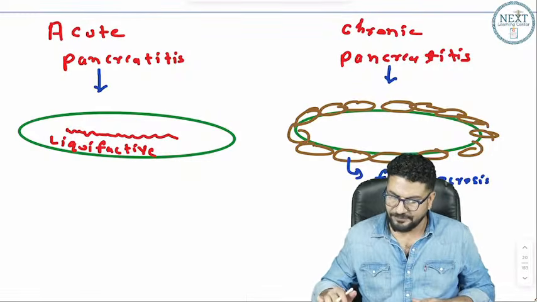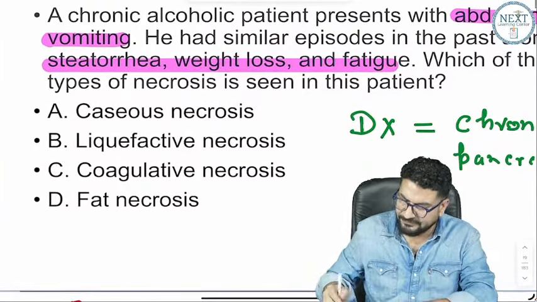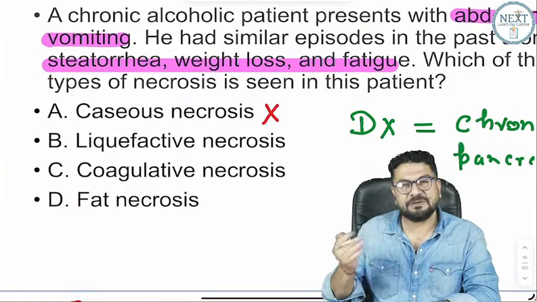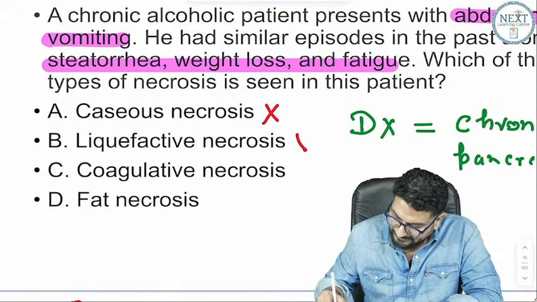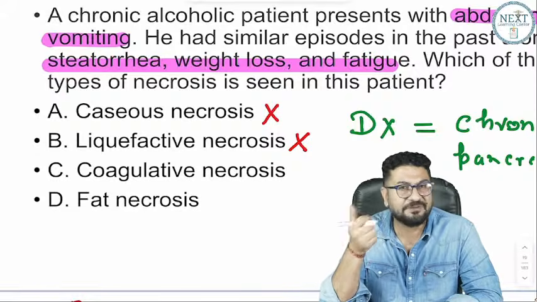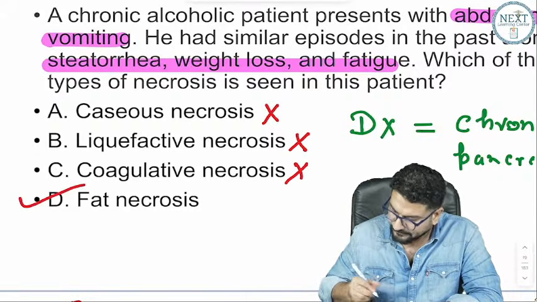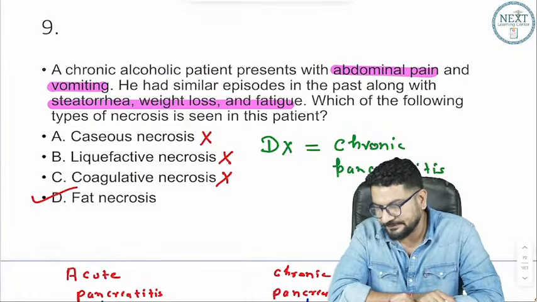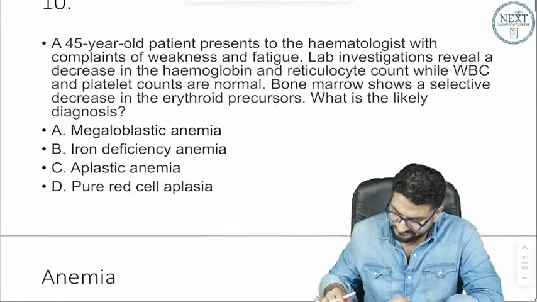So if it's a patient of chronic pancreatitis, you will find which type of necrosis? Okay, let's see. Caseous necrosis we'll see where? In TB, systemic fungal infections like histoplasmosis, and sarcoidosis. Liquefactive you will see where? In brain abscess, acute pancreatitis. Coagulative is the most common type. So here it is chronic pancreatitis, you will see fat necrosis. Done? Okay, moving to the next one.